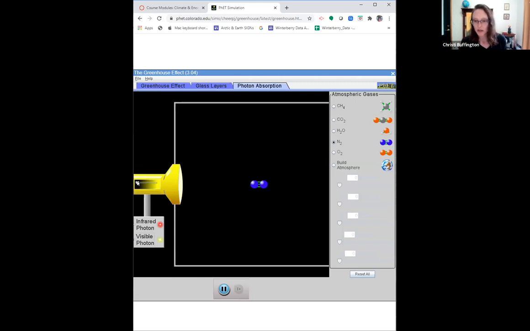Somebody else said they wanted more of these things, so we can build our atmosphere and make more of them. So here we go, we're blasting nitrogen gas, which you can see has this triple bond in here, and nothing happens. And this is visible light, okay? What if we blast it with infrared heat?